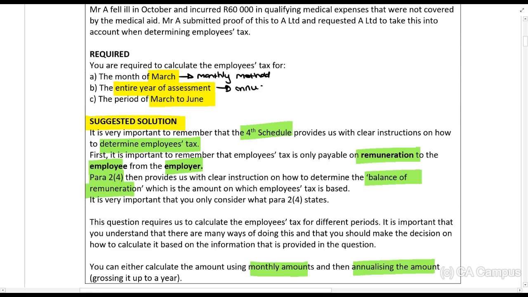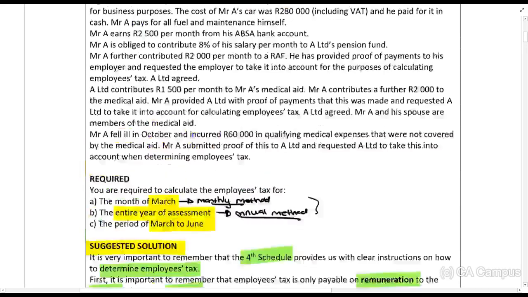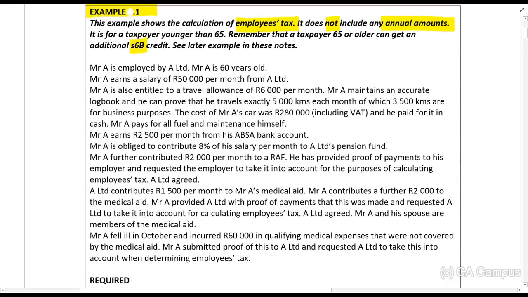They won't tell you monthly method or annual method or anything like that in the exam. These are just words that I've used now, just for monthly amounts and annualizing. All right, so let's actually start reading it. It says, Mr. A is employed by A Limited. He is 60 years old. He earns a salary of 50,000 rands a month from A Limited. So that's remuneration, let's call it REM. That means there's employees' tax on that.